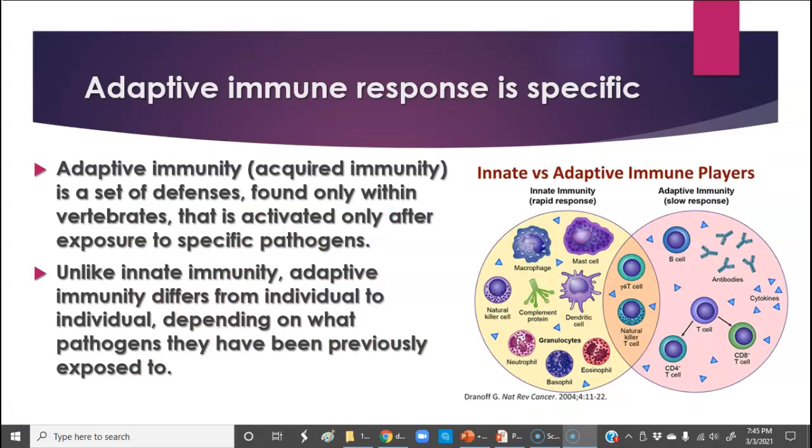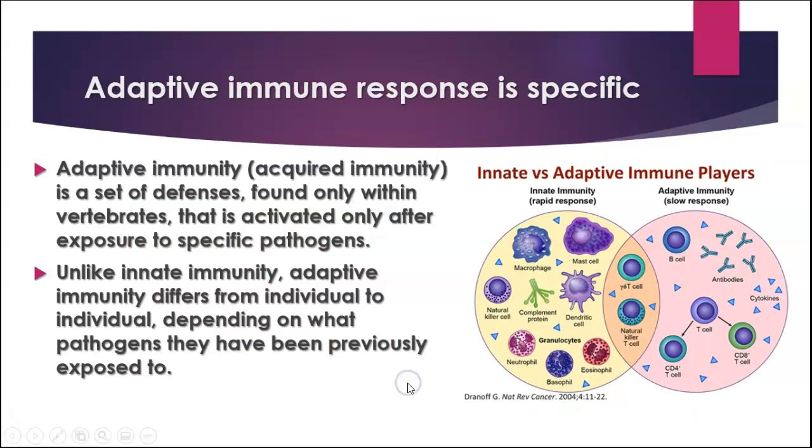Now that was innate immunity or inborn immunity. Adaptive immunity is immunity that you acquire, and these are things that are found only in vertebrates, and they're activated after exposure to certain kinds of pathogens. Unlike the inborn innate immunity, the adaptive immunity is going to be different from one person to the next, one organism to the next, because it'll depend on what you've been exposed to.